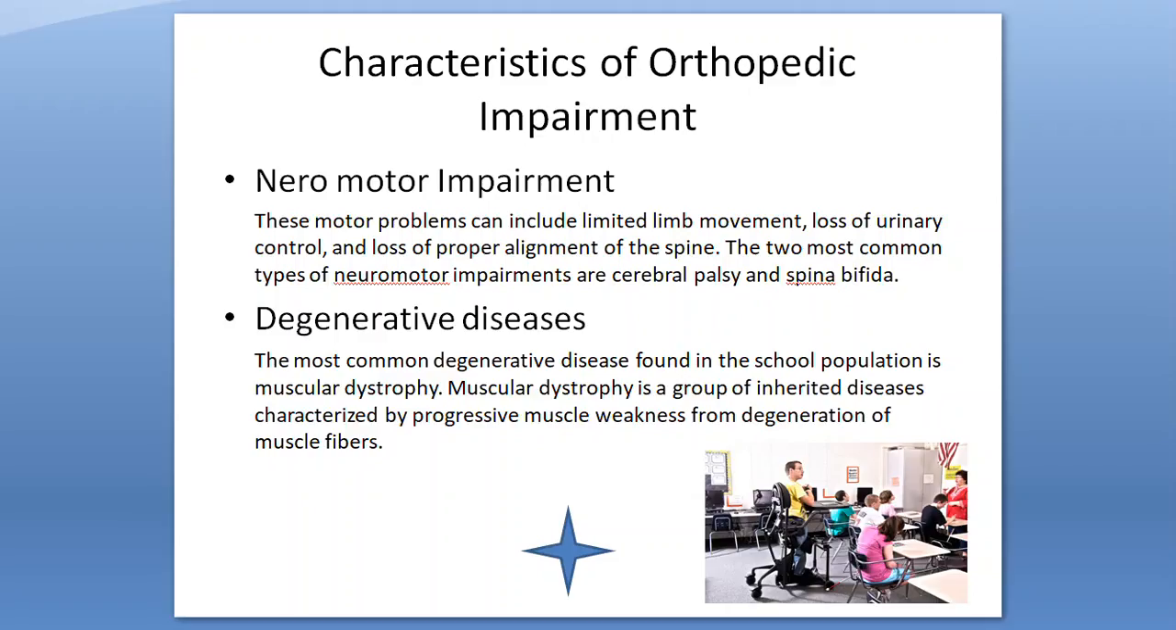Degenerative diseases mostly occur after birth, and they affect motor development. These are found in the school population, most generally in students that have muscular dystrophy. These are mostly inherited diseases that have to do with muscle weakness and degeneration of muscle fibers.